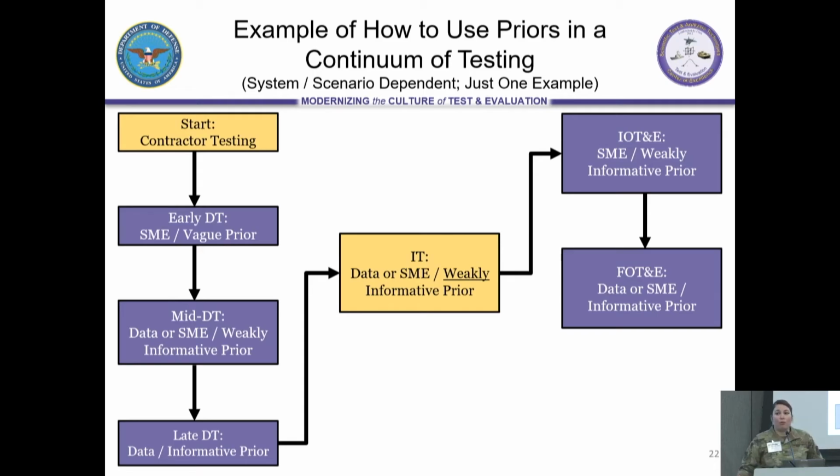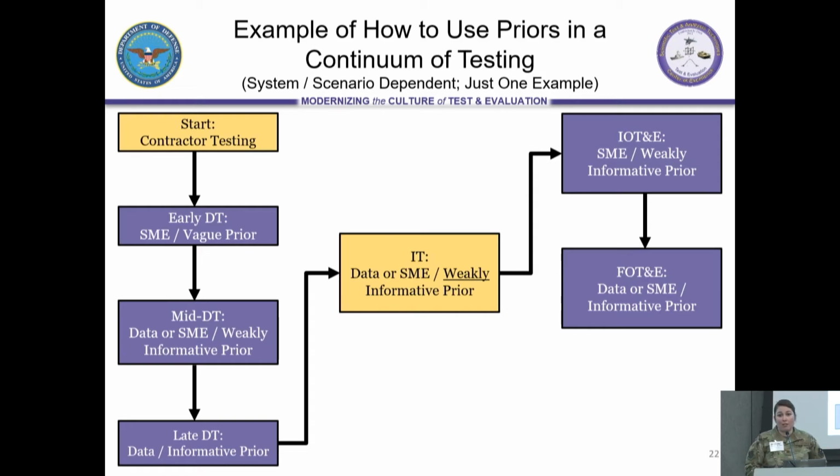Then maybe we change to integrated testing. And now I've added more variability into my testing than I saw before. So now maybe instead of that informative prior that I just ended with, I need to go back to doing a more weakly informative prior. I need to add in more variability to account for the variability I didn't account for before. And then as I go into operational testing, I might have to do that. And so what this is just trying to demonstrate is that priors flow with how much information you have, how much you trust that information relative to your current testing, and how that changes as you go through different phases.